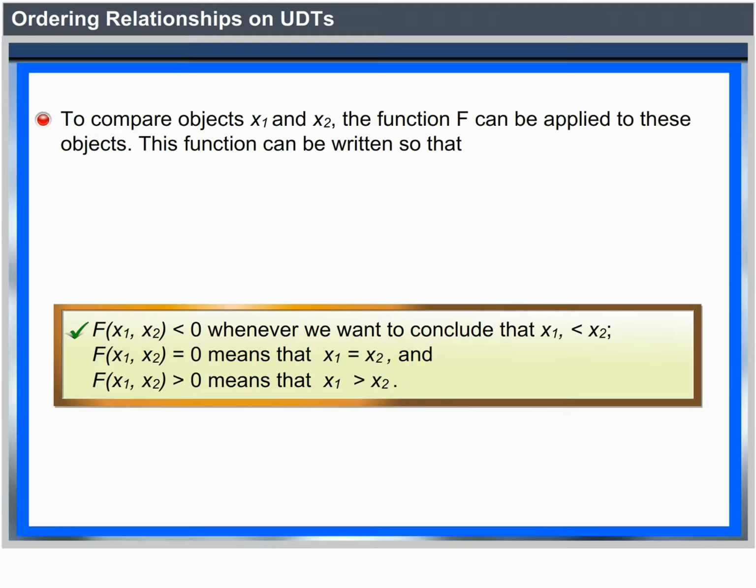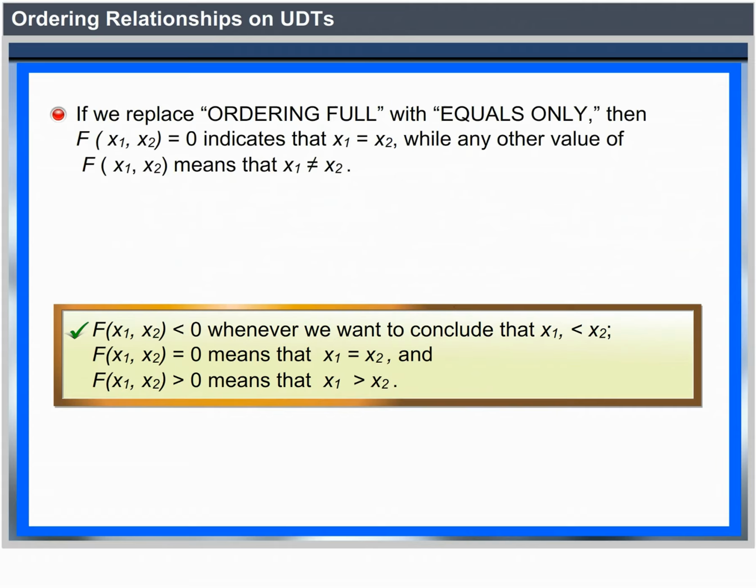If we replace ORDERING FULL with EQUALS ONLY, then f(x1, x2) equal to 0 indicates that x1 equals x2, while any other value of f(x1, x2) means that x1 is not equal to x2. Comparison by less than is impossible in this case.